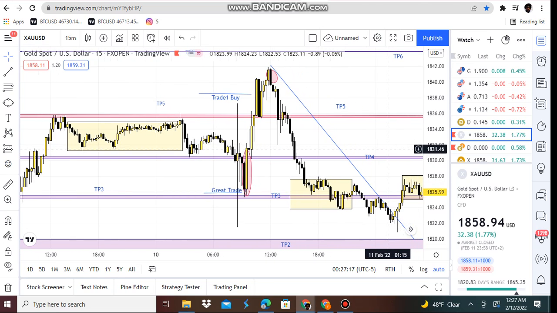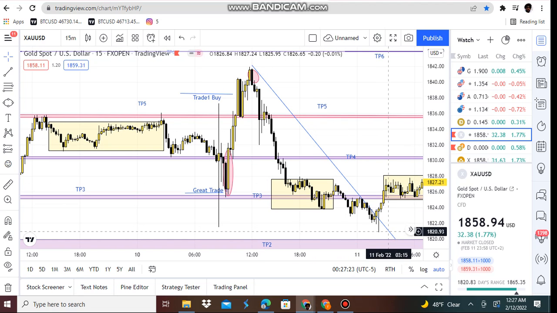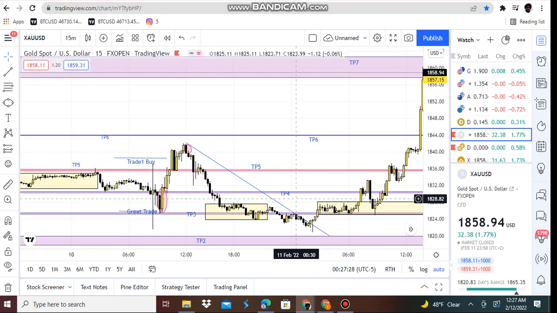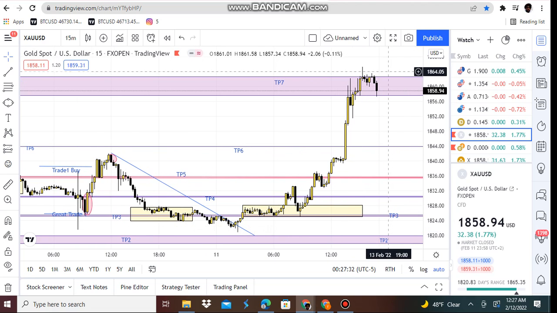So when price is making a higher low, we want to get out of the trade and wait for price to make a higher low all the way down here, and then we get in for a buy. As you made the most money at the bottom, and you could have rolled this all the way back up to take profit 7.